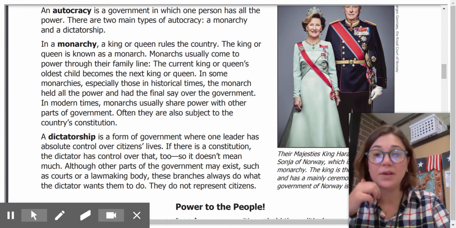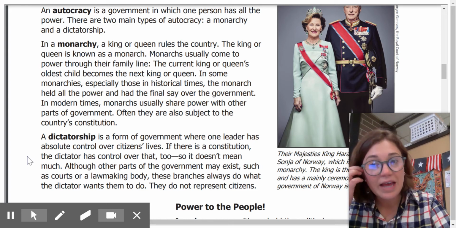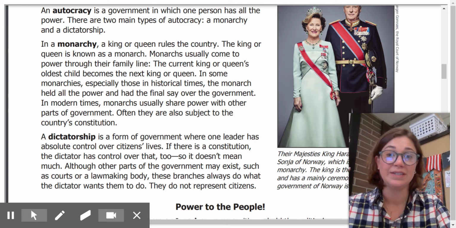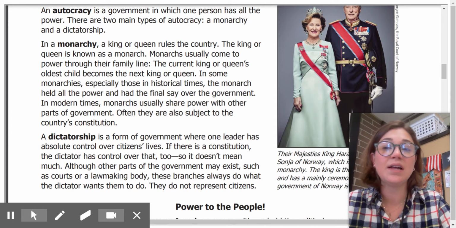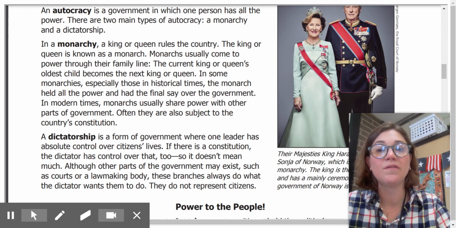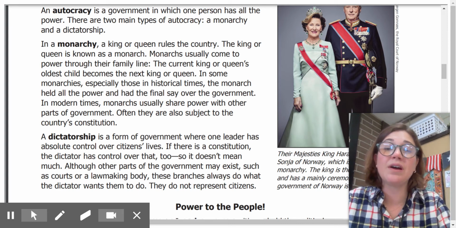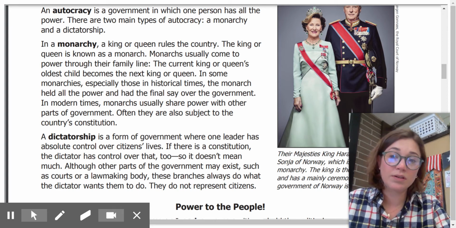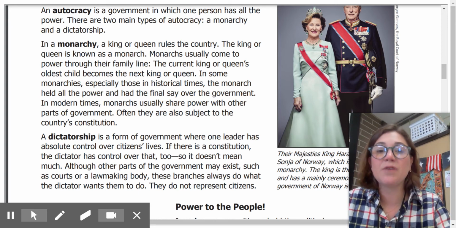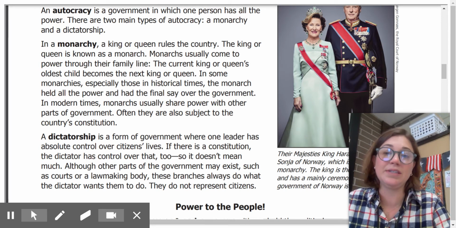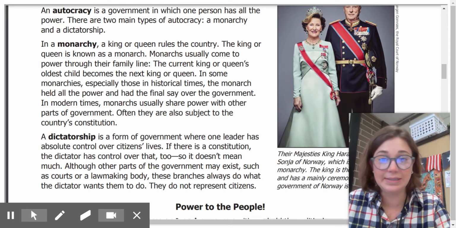A dictatorship is a form of government where one leader has absolute control over citizens' lives. If there is a constitution, the dictator has control over that too, so it doesn't mean much. Although other parts of the government may exist, such as courts or law-making bodies, these branches always do what the dictator wants them to do. They do not represent citizens.